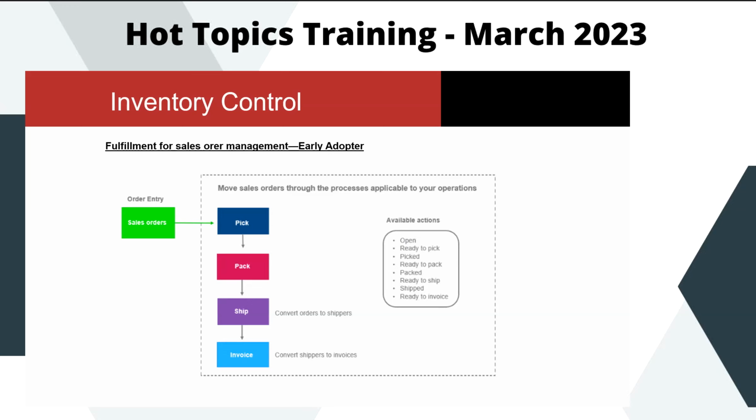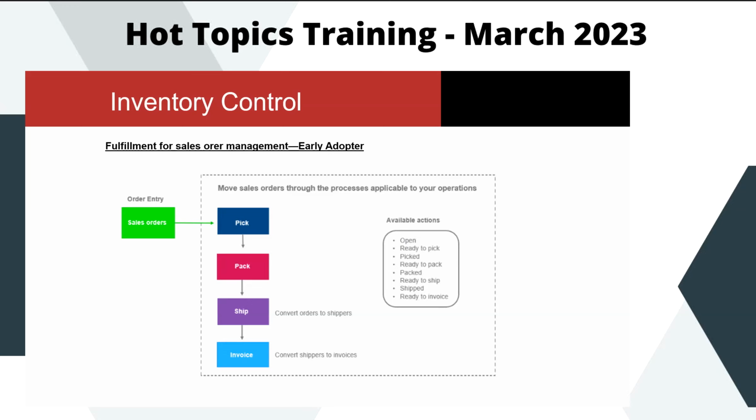So now you see where your order entry is moved throughout the sales process, and this is applicable to your operation. Now you have the option of inventory control that shows where you go from your pick to your packing, any shipments, and any invoices. And that can be converted based on ship orders and invoice orders.